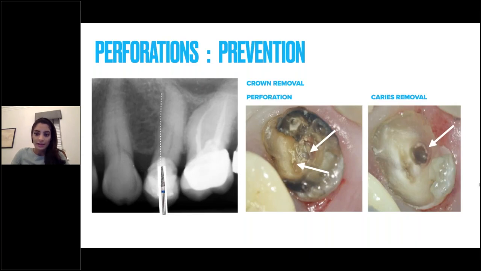So the way we can avoid this is to really analyze our preoperative radiographs and have a look: is the root at the right angle or is it more distally orientated? And then you can angle your burr accordingly.